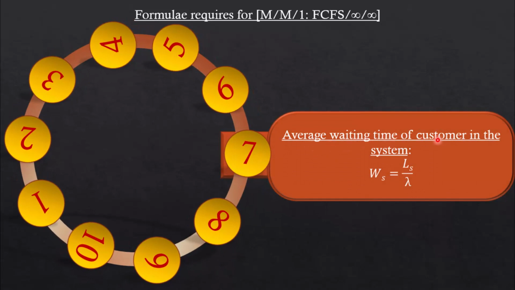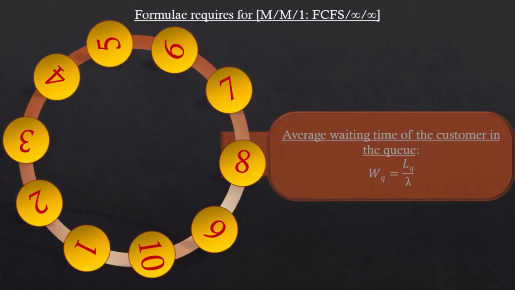Average waiting time of a customer in the system is given by Ws, and it is equal to Ls by lambda, where Ls is the length of system. Again here, if we need this formula in terms of lambda and mu, we can convert it by putting rho equal to lambda by mu in the formula of Ls, that is the formula of length of system. Now let us move ahead.